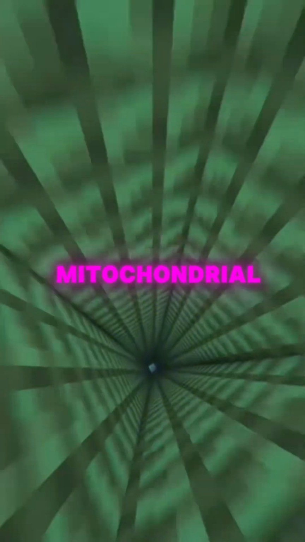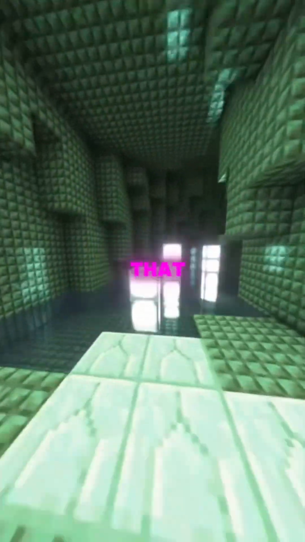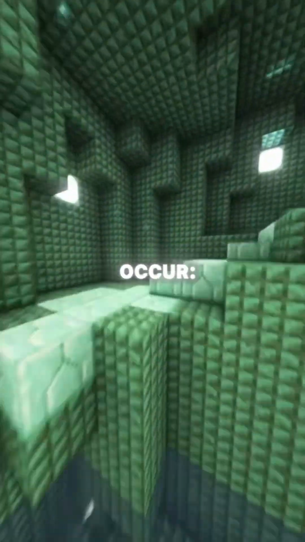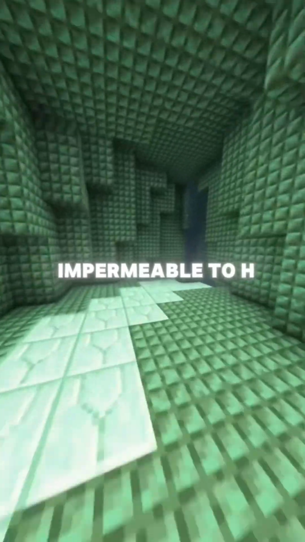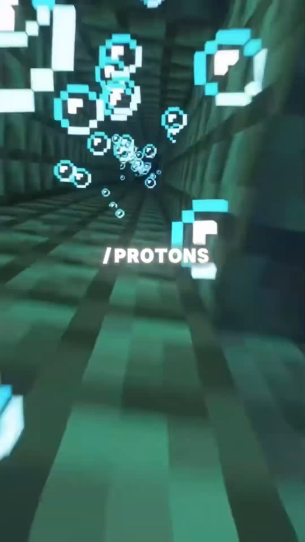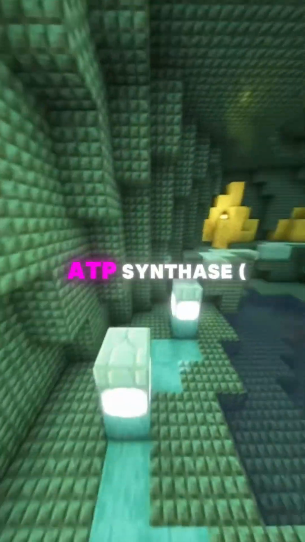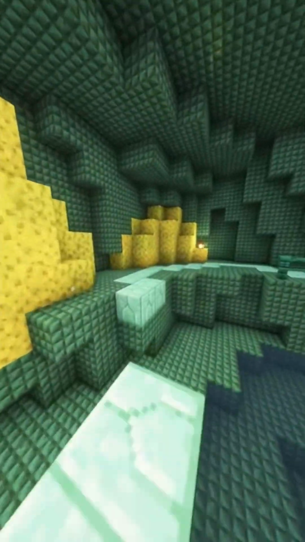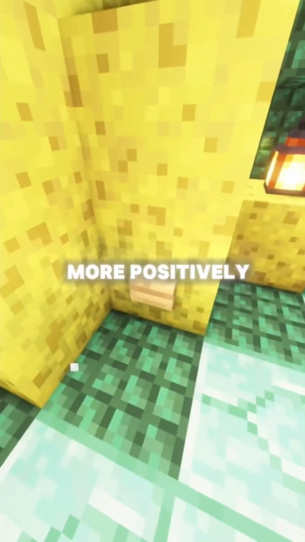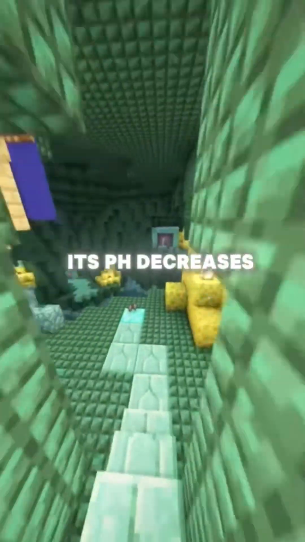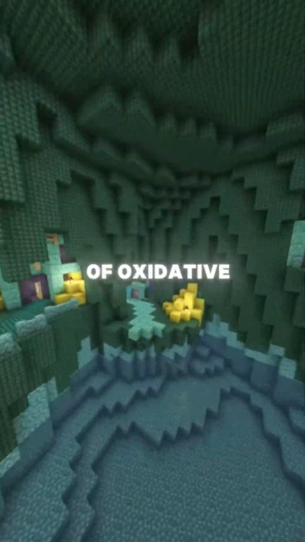The inner mitochondrial membrane has several properties that allow chemiosmosis to occur. It is mostly impermeable to H+ ions, protons. It has a large surface area. It contains ATP synthase, stalked particles. The intermembrane space becomes more positively charged and its pH decreases as a result of oxidative phosphorylation.